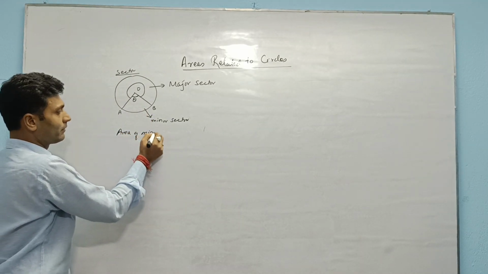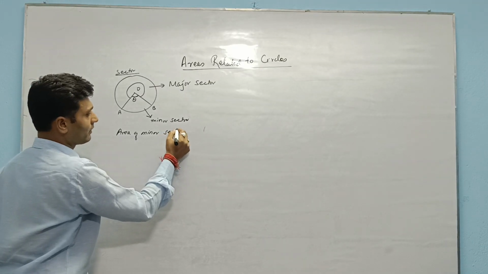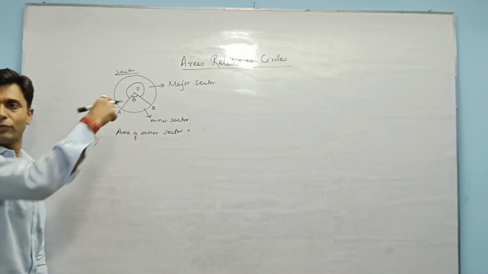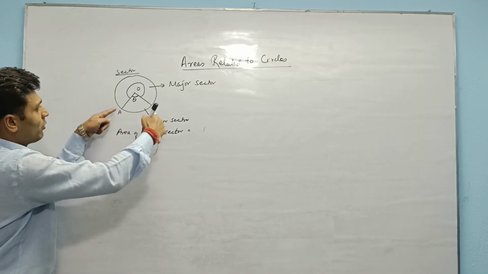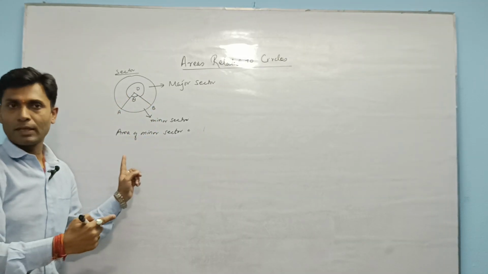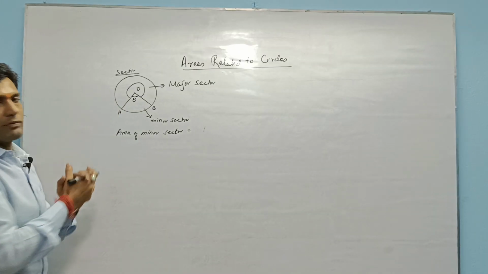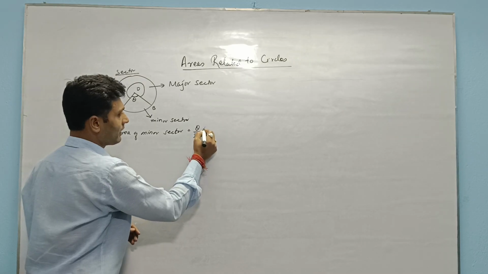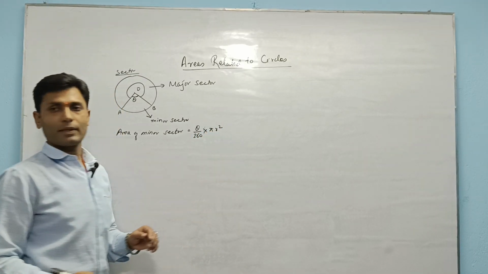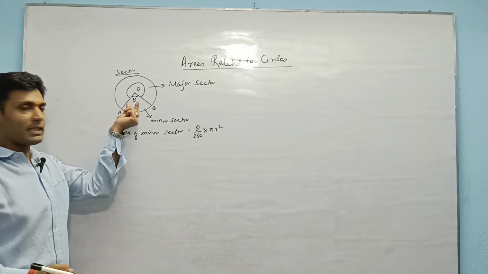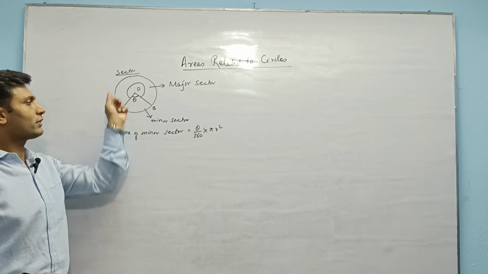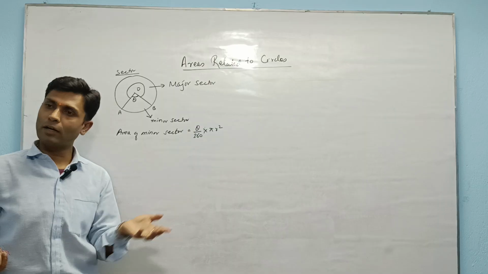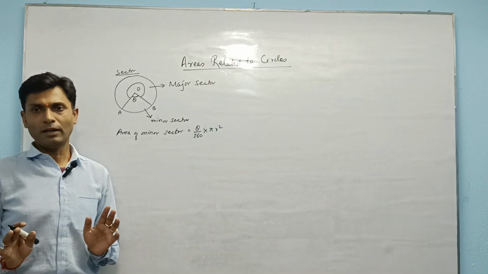So what is the area of minor sector? See, out of the full circle, we are just taking this small part. That's the minor sector, right? So how will we find the area of this minor sector? It's very simple. It is theta by 360 into pi r square. We are taking only this part theta out of 360 degrees. Total angle is 360 degrees. And what is pi r square? Area of circle. Finished. Clear?